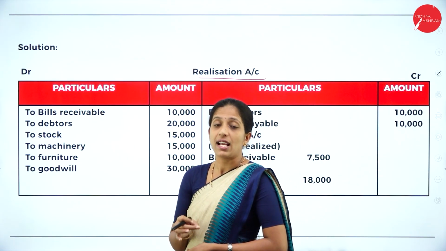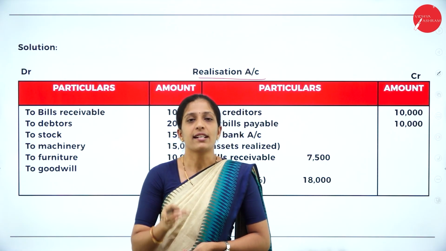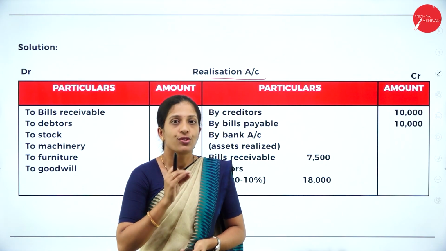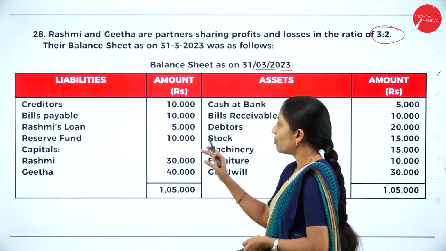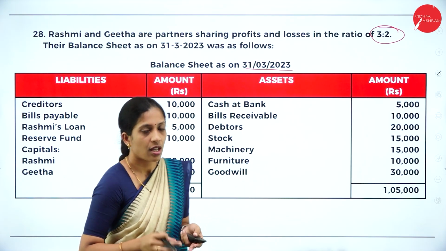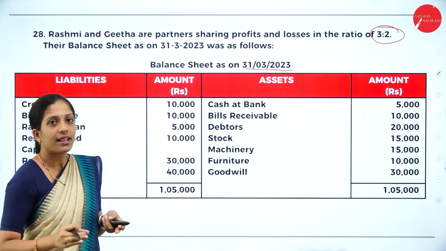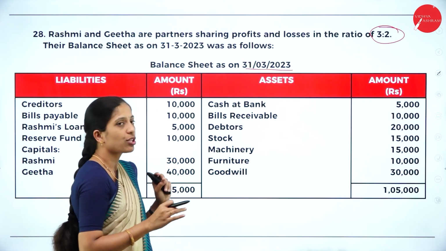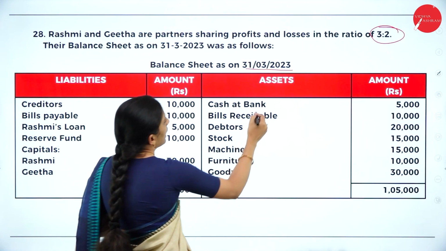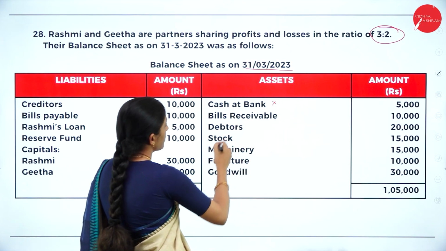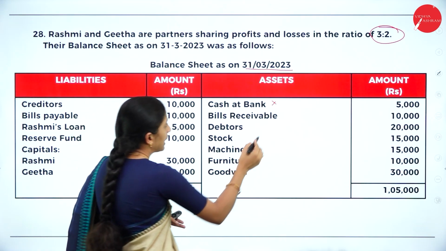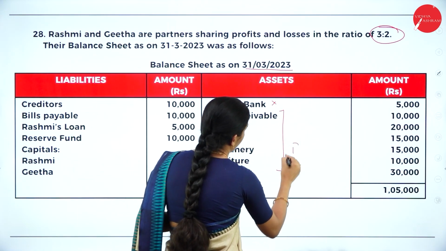So your first step is you will take all the assets except cash, bank and profit and loss account. So if you see the balance sheet, old balance sheet what they have given, in the asset side we have lots of assets. So what is your first step? Take all the assets except cash, bank, profit and loss account. Let us see what are the items to be taken. Cash at bank, we will not take. Bills receivable, debtors, stock, machinery, furniture, goodwill. All these we have to take. This is your first step.